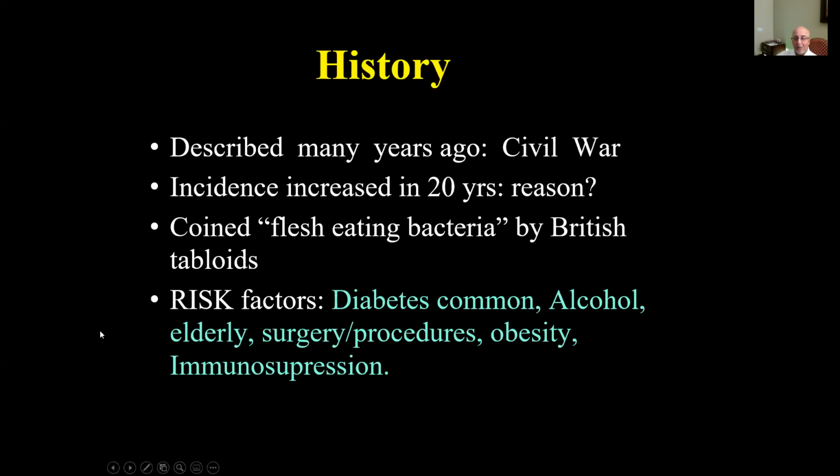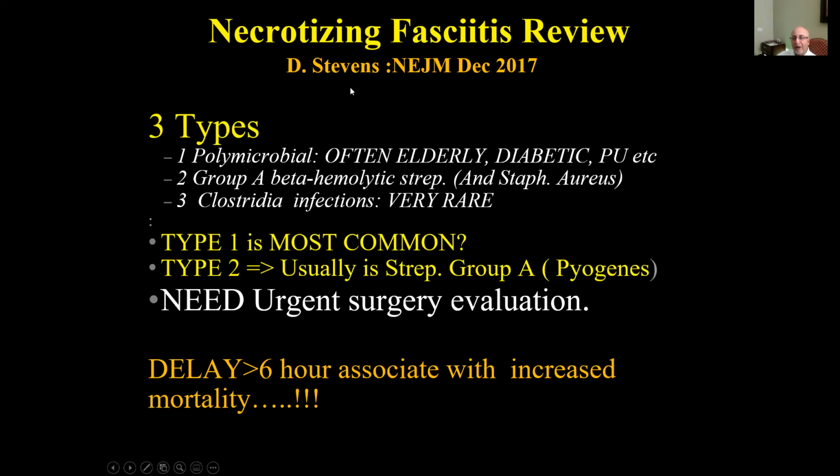There's often a misconception that these patients have to have significant risk factors to develop necrotizing skin infections. These generally do include diabetes, alcohol, elderly patients, surgical procedures or cuts or sprains, obesity, immunosuppression. However, I would like to emphasize that many patients with necrotizing skin infections are perfectly healthy young adults. An excellent review of necrotizing skin infections can be found in the New England Journal of Medicine in December 2017 by Dennis Stevens. The textbooks generally describe three types of necrotizing fasciitis.